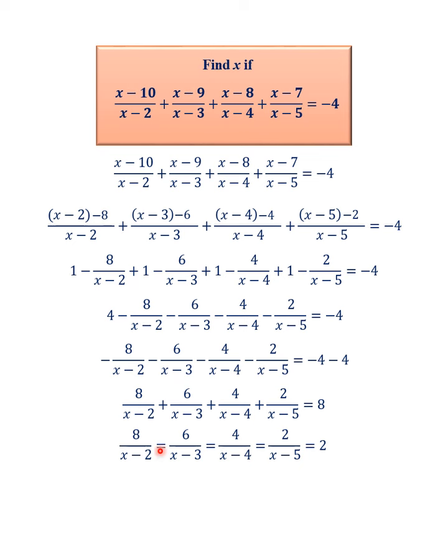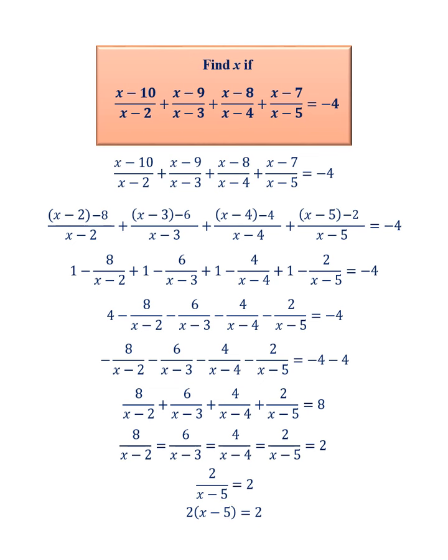So if each of them is equal to 2, we can go ahead and pick any one of them to evaluate x. Let's pick this one. So we are definitely saying that 2 all over x minus 5 must give us 2. To obtain x, let's cross multiply. 2 times x minus 5 equals 2.